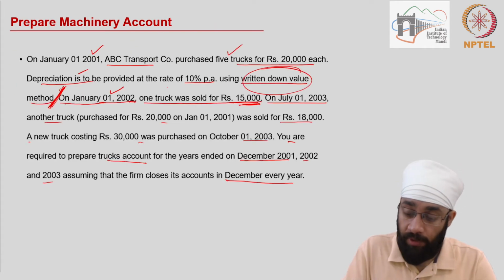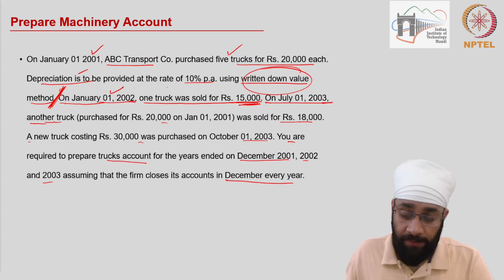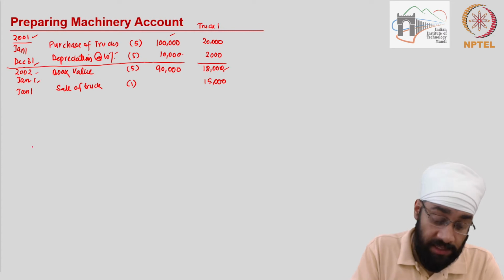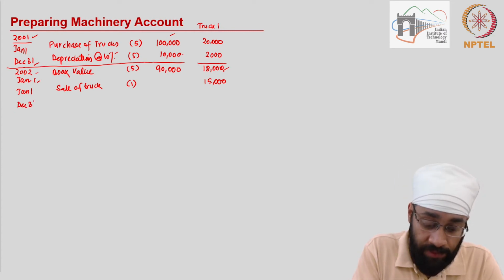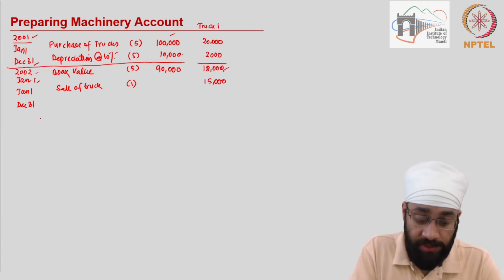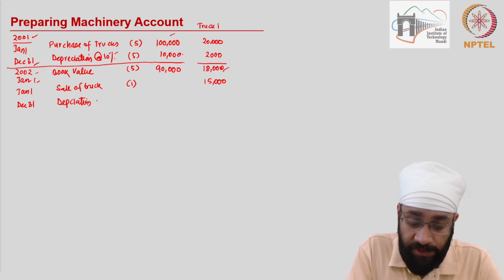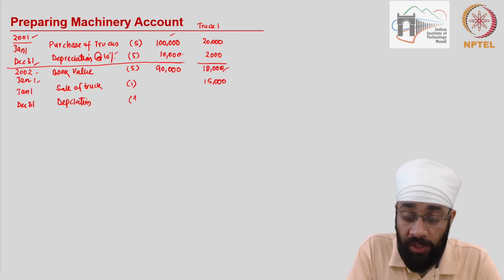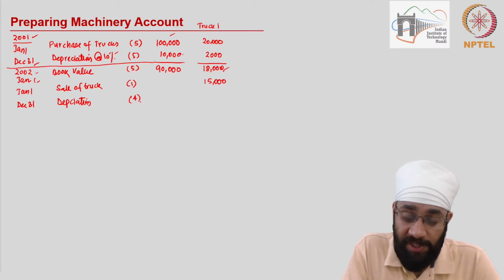Let's move forward. On July 1st, 2003, another truck is being purchased. So 2003 is next year. So let's close for this year on December 31st and then we can go to the next year. So December 31st, again the depreciation has to be charged. Depreciation has to be charged on only the 4 trucks that were there. Now we have to figure out what is the amount.